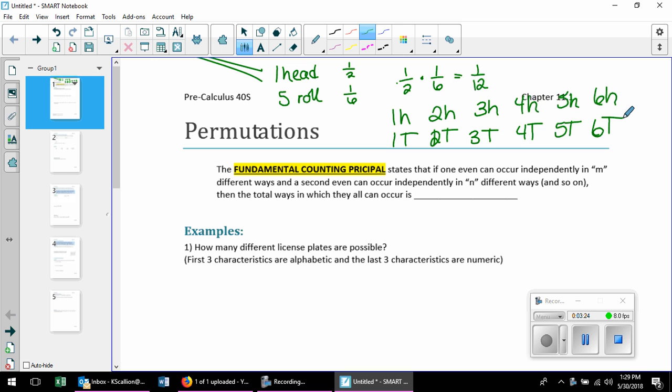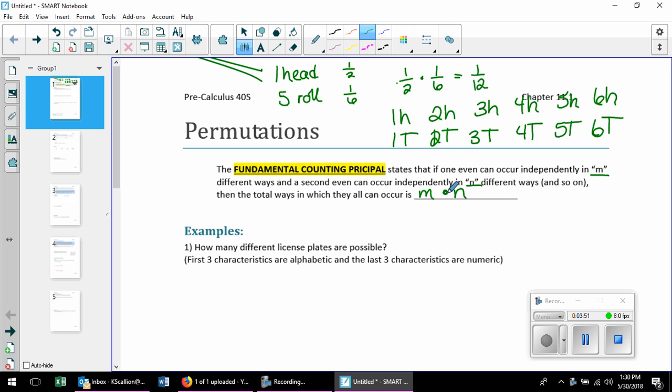All right. So the total ways in which this can occur is what? What did we do? The total possibilities on a roll of the dice is 6. The total possibilities on flipping a head is 2. What do we do to get 12? We multiply them. So we would take the first event and multiply it by the second event.